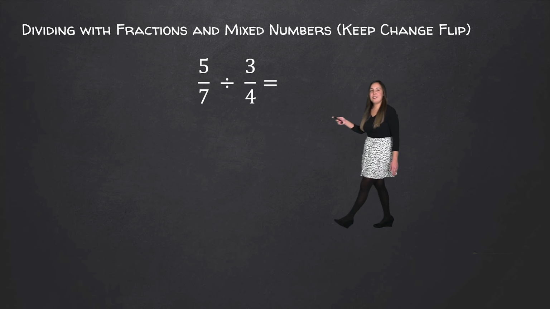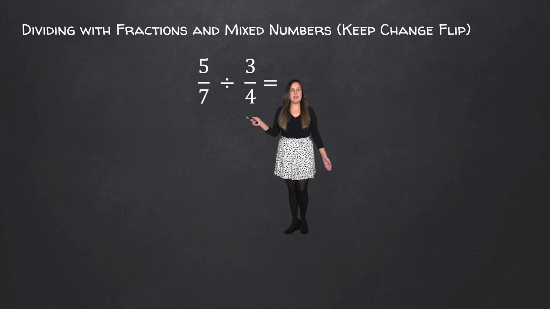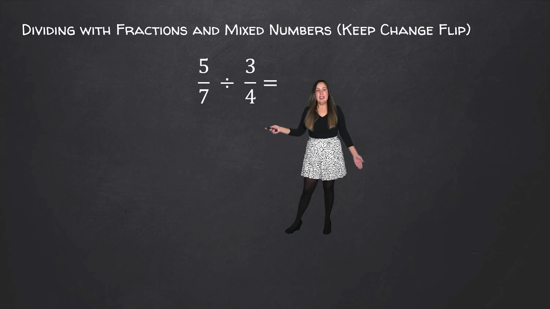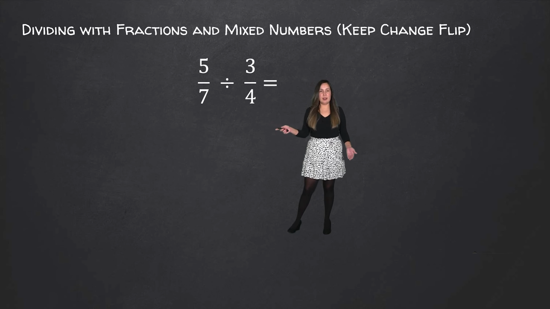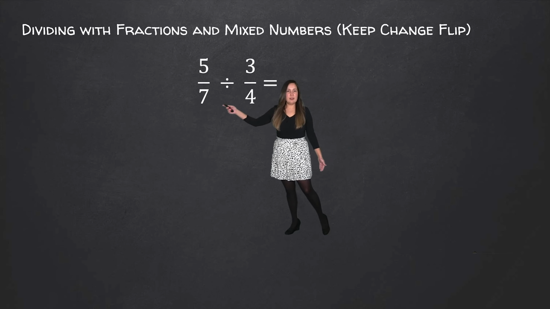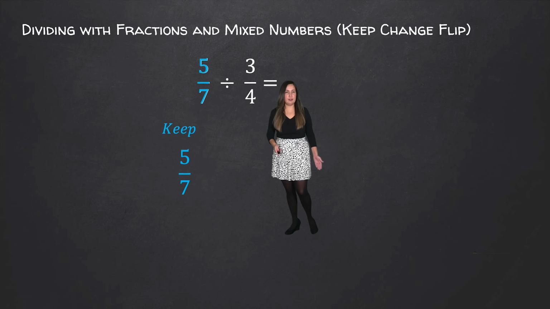So here we have another example. We have 5 over 7 divided by 3/4. Here, both our numbers are in fraction form because they both have a numerator and denominator. So we could go ahead and just do keep, change, flip. So we're going to take the first fraction and we are going to keep it just the way it is. So we're going to rewrite 5 over 7.